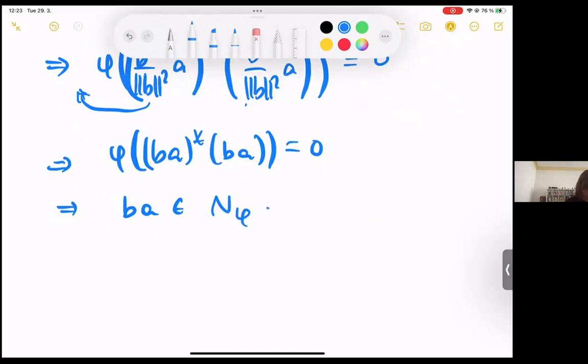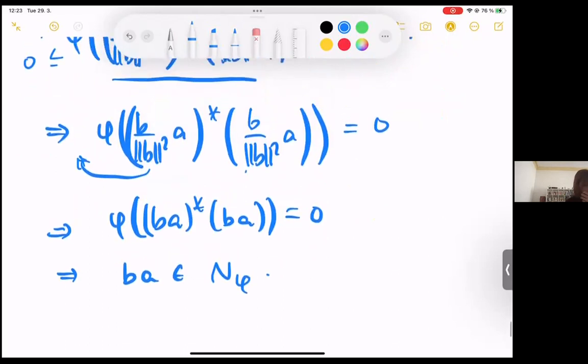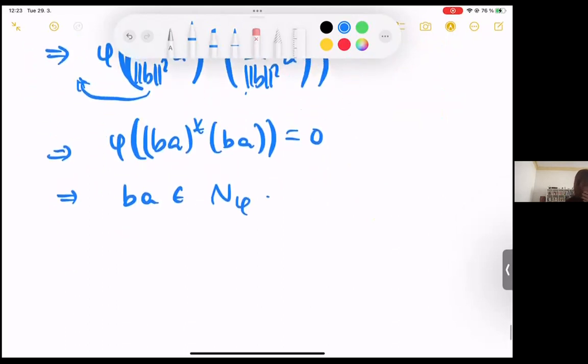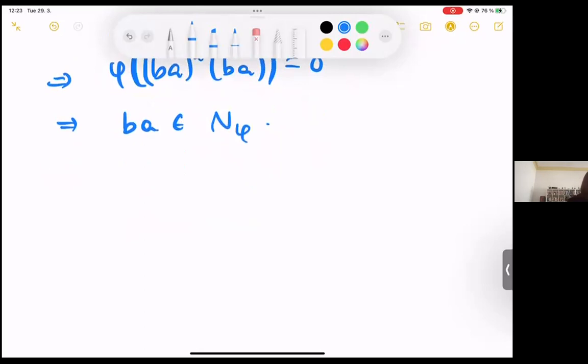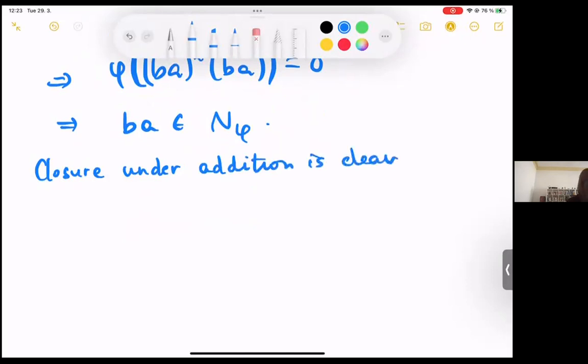Okay, the fact that it's closed under addition, that's clear. And the fact that it's closed with respect to the norm of A follows from the fact that phi is a positive linear functional and hence is bounded.